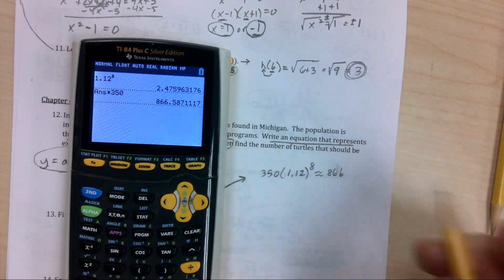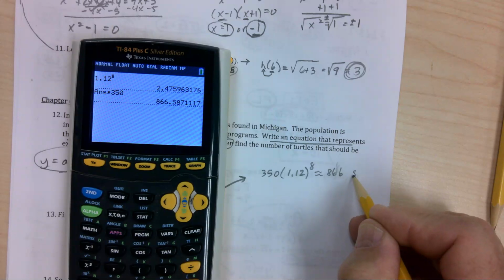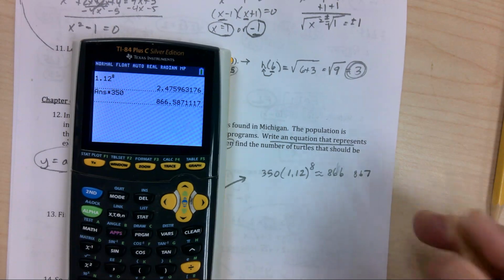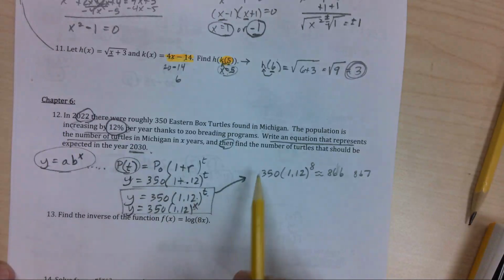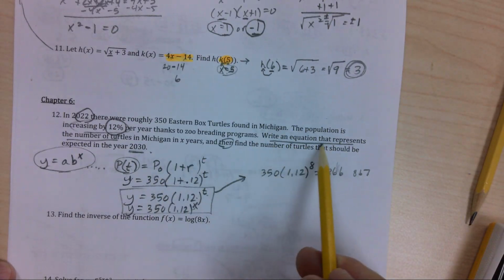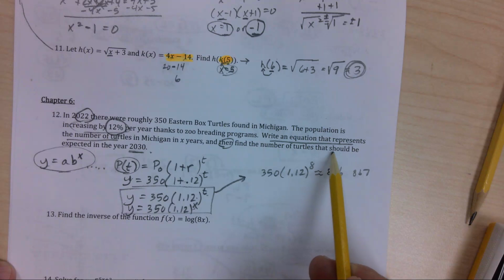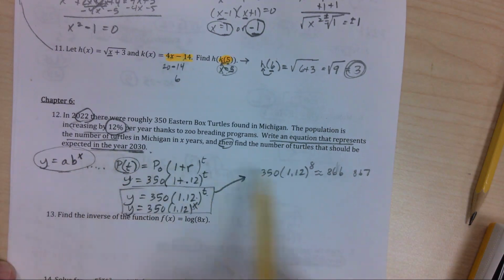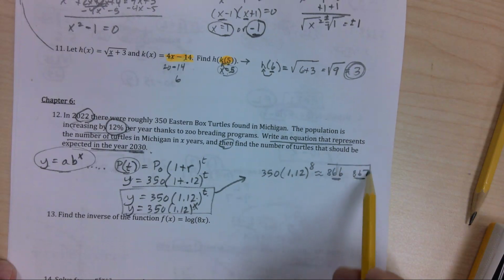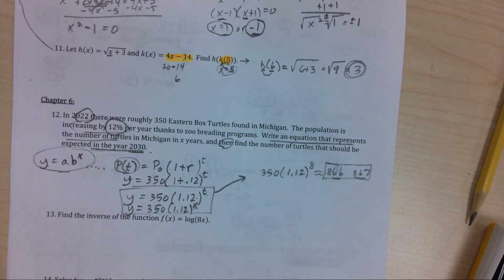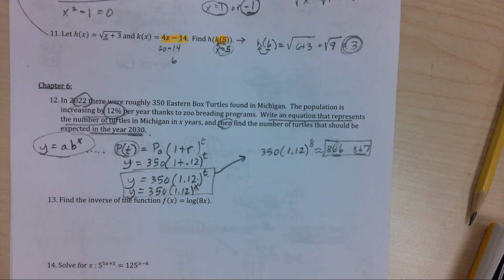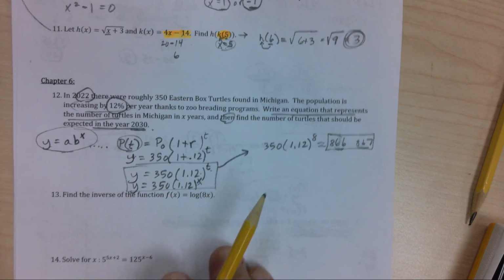866. And in my class, if you said 867, that'd be fine too, because it says that represents the number, and then find the number of turtles that should be expected. So you could round up or round down. I mean, it's just kind of a rough estimate. You never know about that one little turtle. Is he going to make it? I don't know. You can make a movie about it.